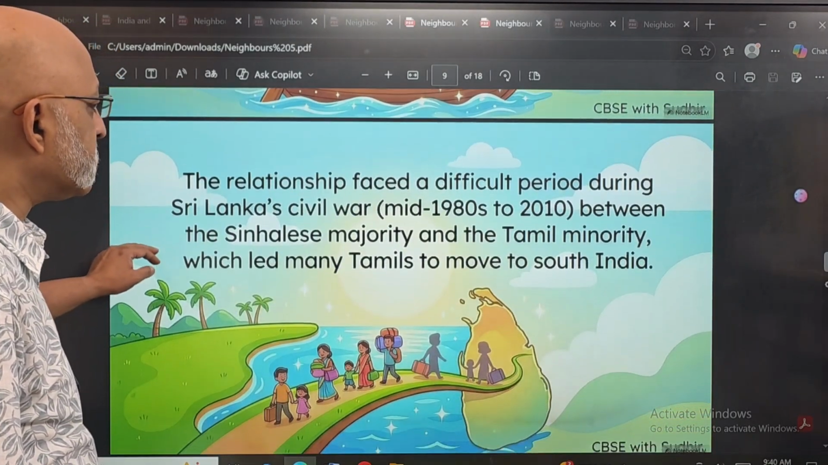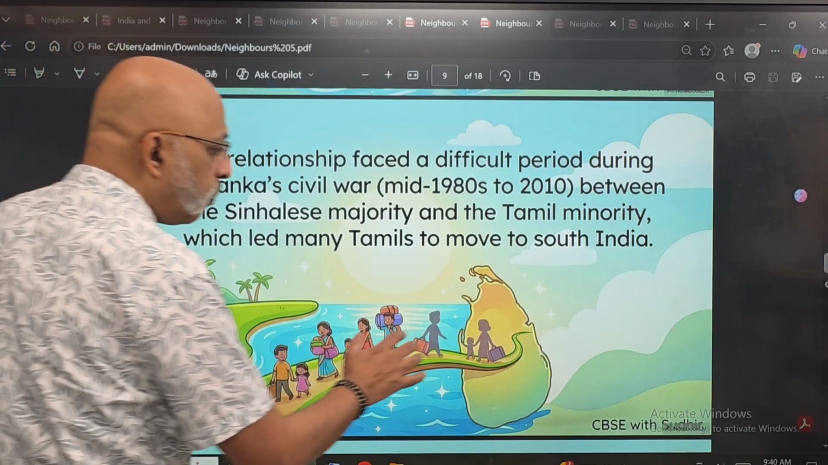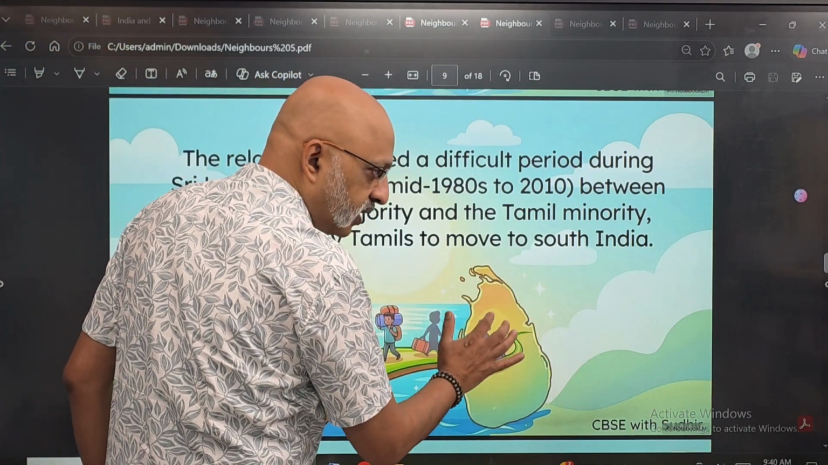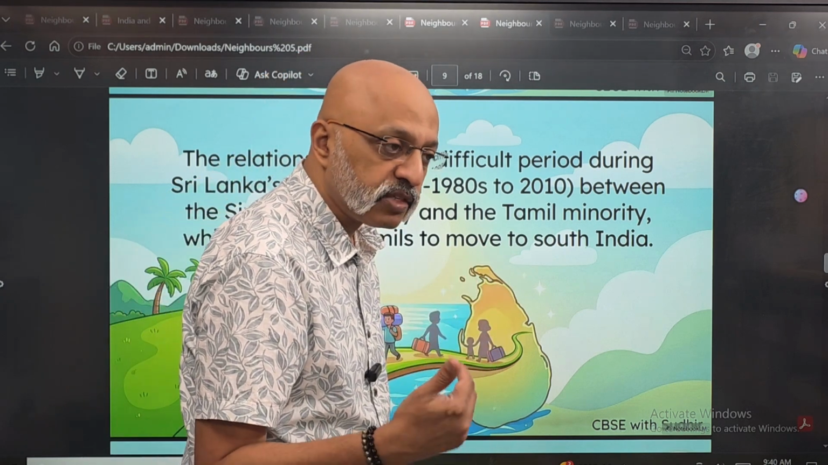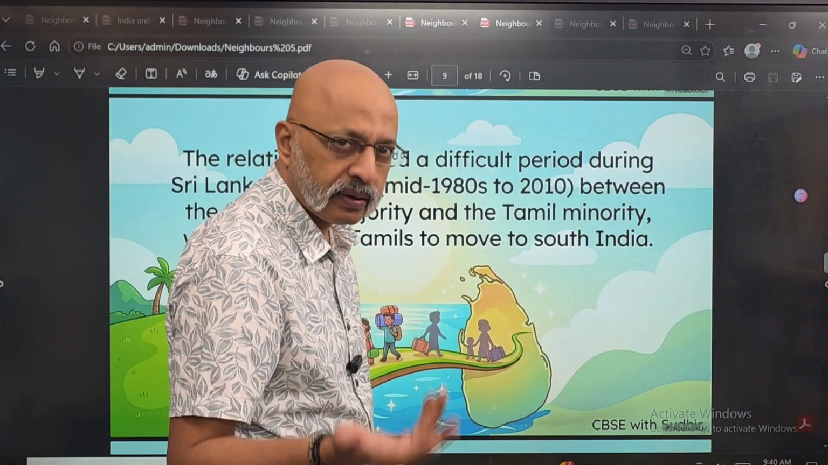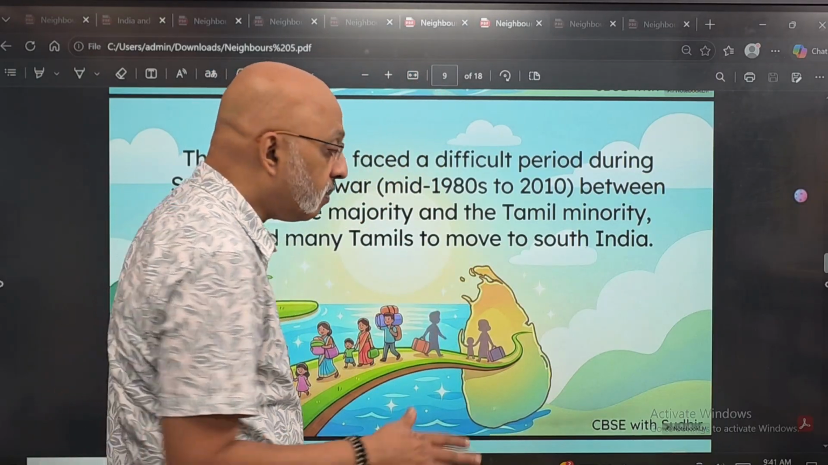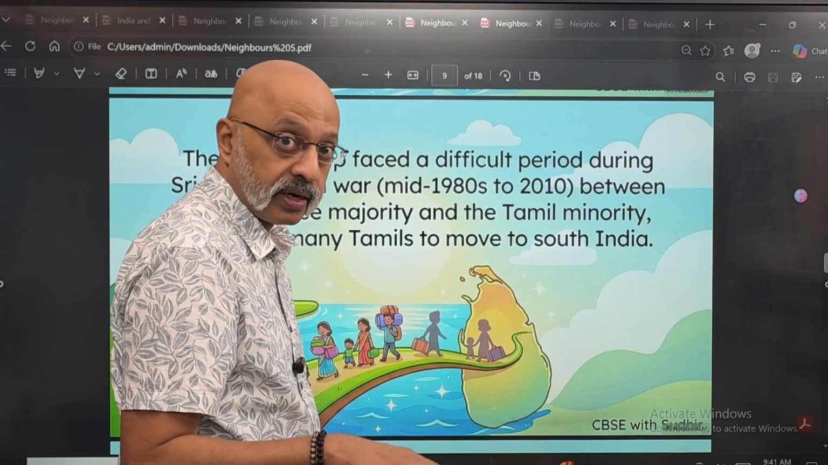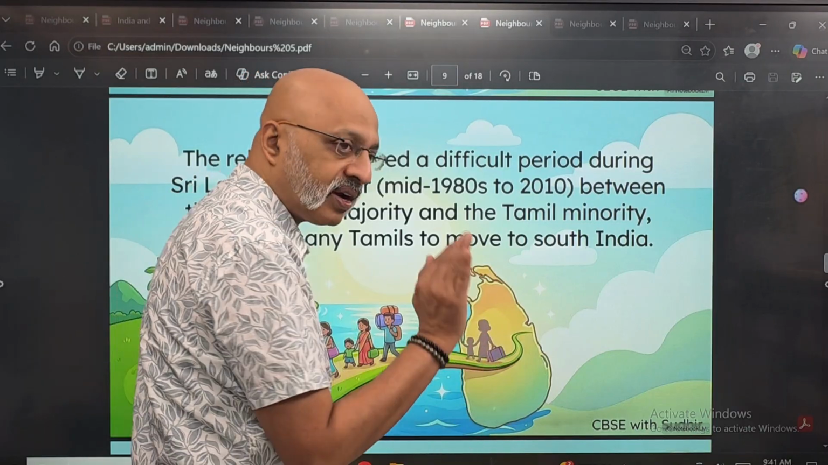The relationship faced a difficult period. Now, the top portion of Sri Lanka, this is where Jaffna is, right? Which has more of a Tamil population. These were all people who were settled in Sri Lanka, mainly in the tea plantations, and they spoke Tamil. Not Sinhalese, but they were a minority in Sri Lanka, so they were kind of oppressed.